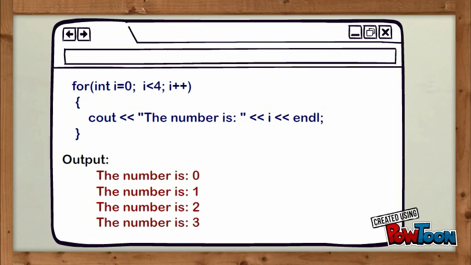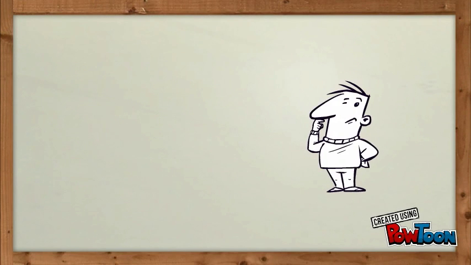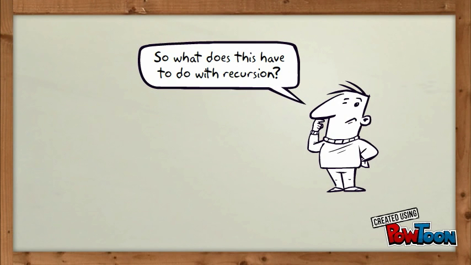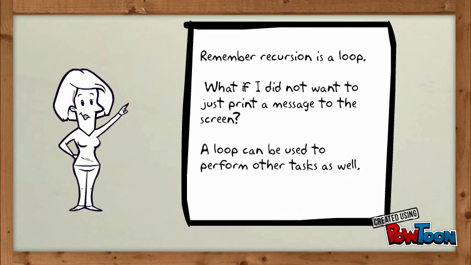Let's start by looking at this basic loop. This basic loop displays a sentence, the number is, followed by the value of i, like the number is 0, the number is 1, the number is 2, and so on. I know that some of you are now wondering, what does this have to do with recursion? Remember, recursion is a loop.